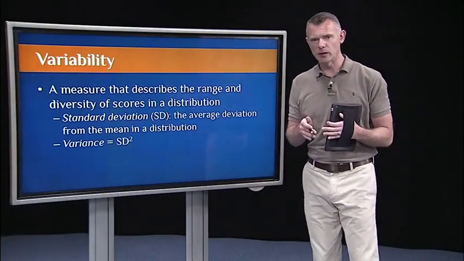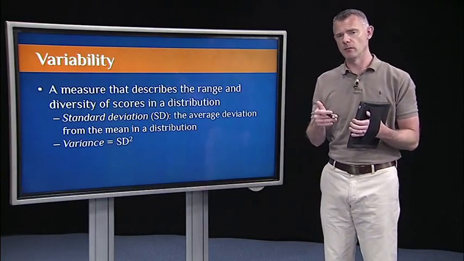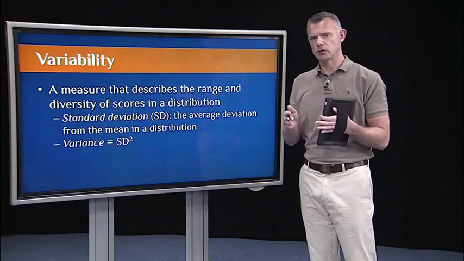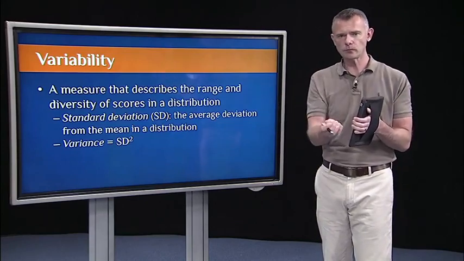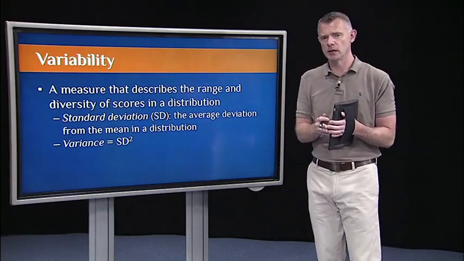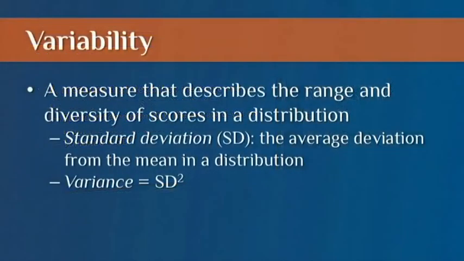Well, in the last segment, we talked about measures of central tendency, like the mean, the median, or the mode. What those measures do is they try to capture the center point of a distribution. What measures of variability do is they try to capture how much spread or how wide is the distribution. So the two main measures that we'll look at are standard deviation and variance.